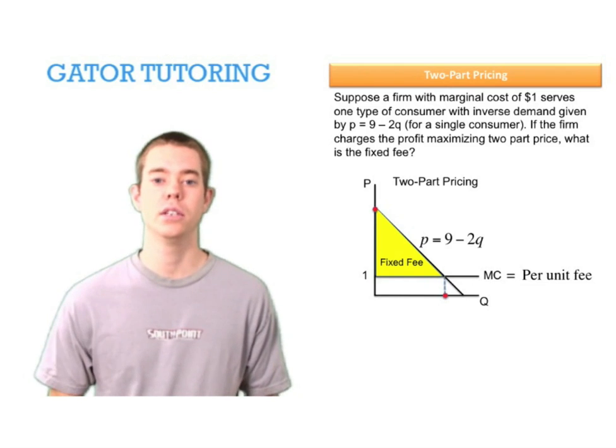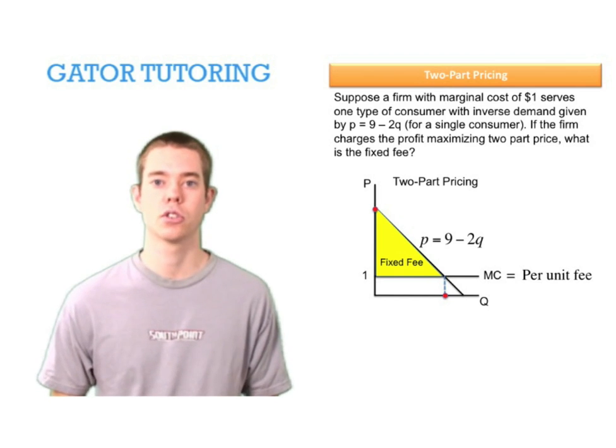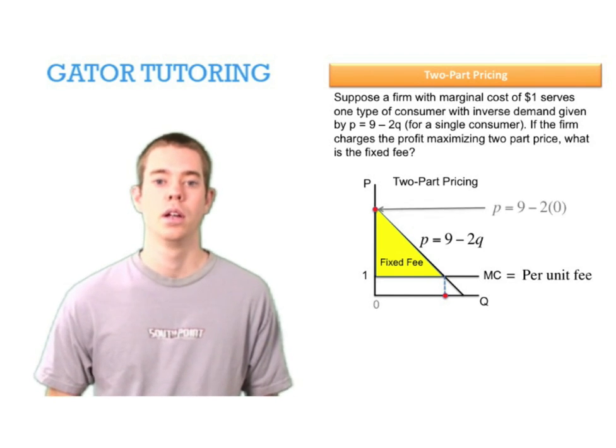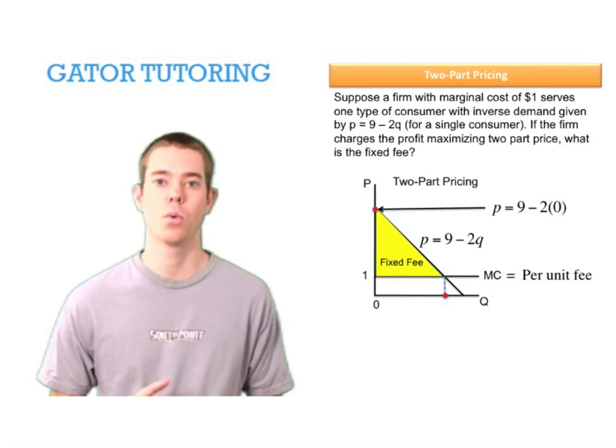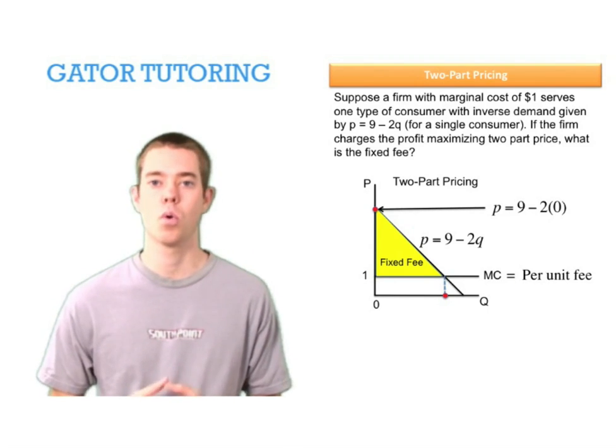Well, we need these 2 points. We already have one point at a price of $1, which is our marginal cost. We need these 2 red points to solve for the area of that triangle. Let's take this first intersection, which is the inverse demand intersecting the y-axis. That happens at a quantity of 0. So we can plug in 0 for our Q and solve for price to be equal to 9. That's one of our points.